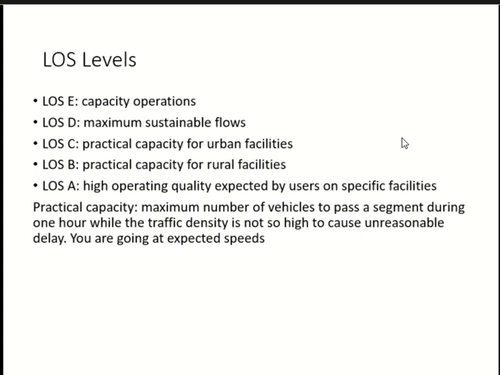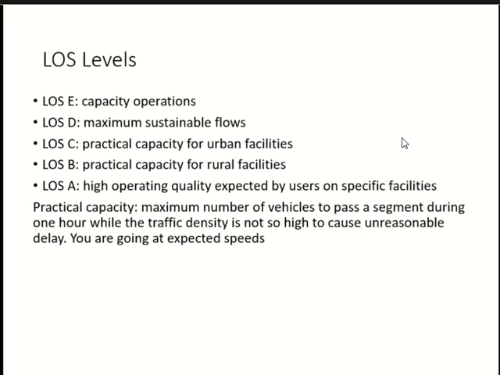Okay. So E means capacity. Just before F, we have capacity. And A means the best one, right? Free flow. A means free flow. And then we have D, maximum sustainable flow. Capacity was maximum flow, right? Capacity was maximum flow. So why is D maximum flow? The difference is the term sustainable.